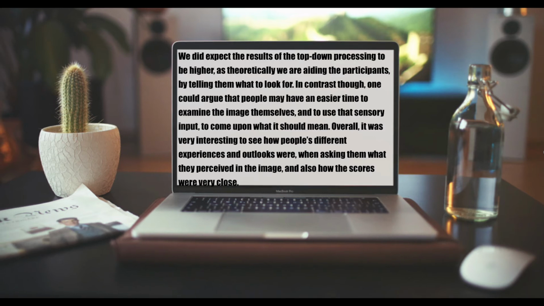We did expect the results of the top-down processing to be higher, as theoretically we were aiding the participants by telling them what to look for. In contrast though, one could argue that people have an easier time to imagine the image themselves than to use sensory input.